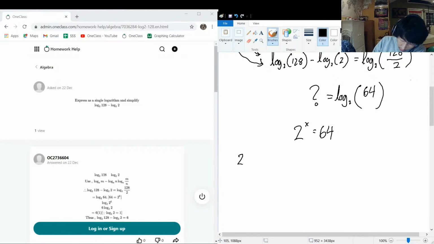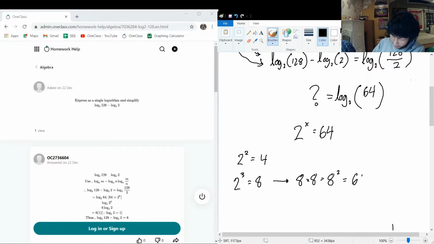So if we just start with 2, 2 to the power of 2 is going to be 4, and that's not quite there. 2 to the power of 3 is going to be 8. Hey, wait a minute. 8 times 8 is equal to 8 squared, which is equal to 64. It's almost like we kind of found a shortcut.